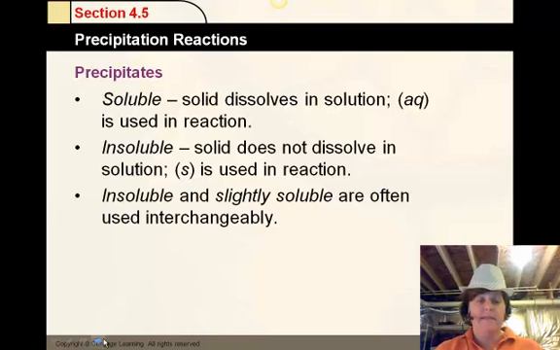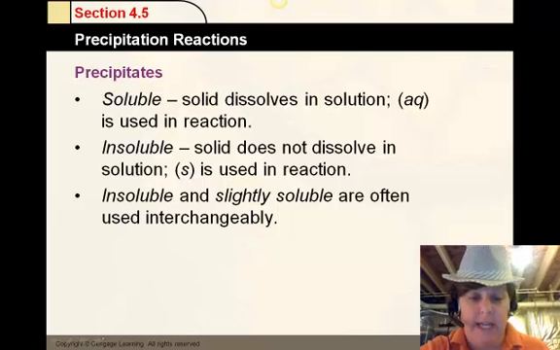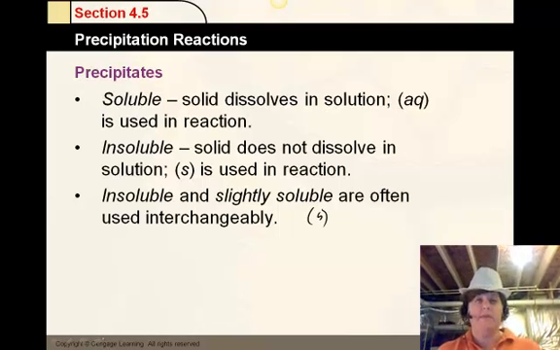And some things are slightly soluble, or insoluble part of the time, and these things are just called slightly soluble. Oftentimes things that are insoluble or slightly soluble like this are still noted with the (s), because there are certain conditions that could produce the solid, and there might be certain conditions of concentration that would not allow the solid to dissolve.